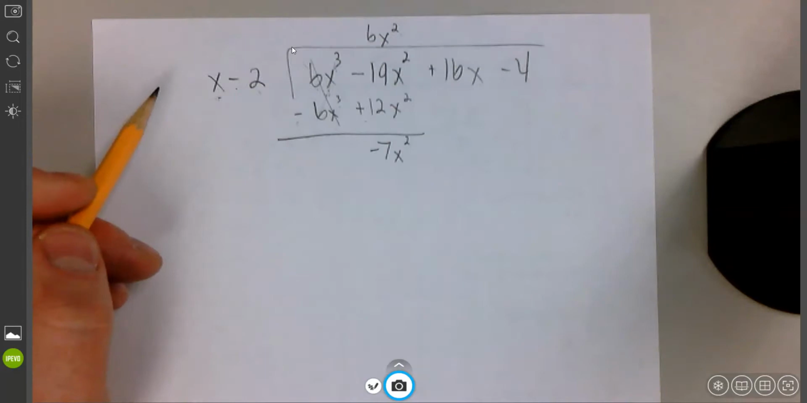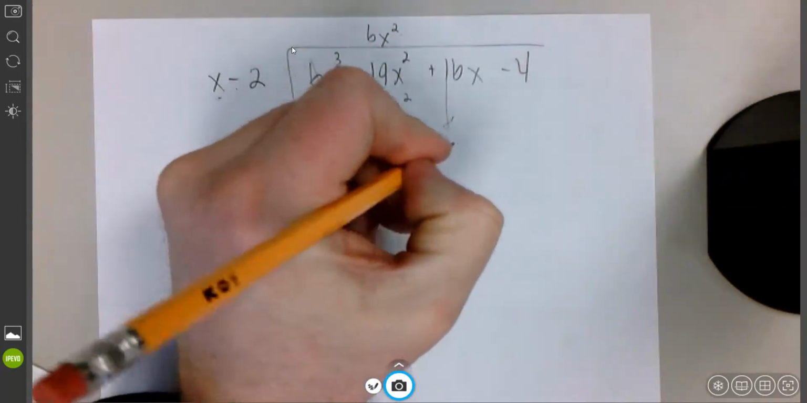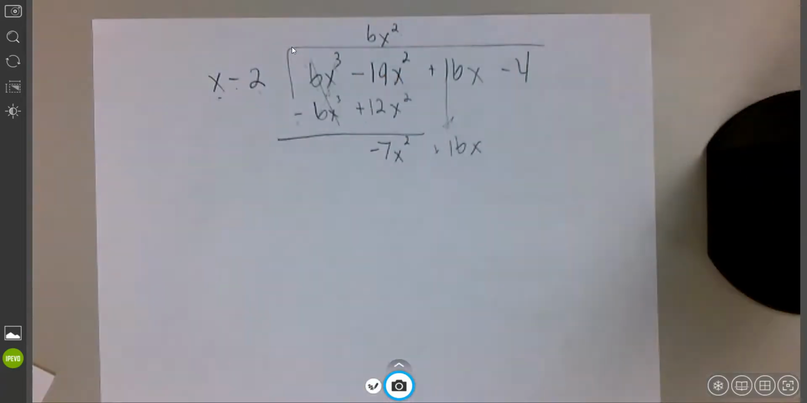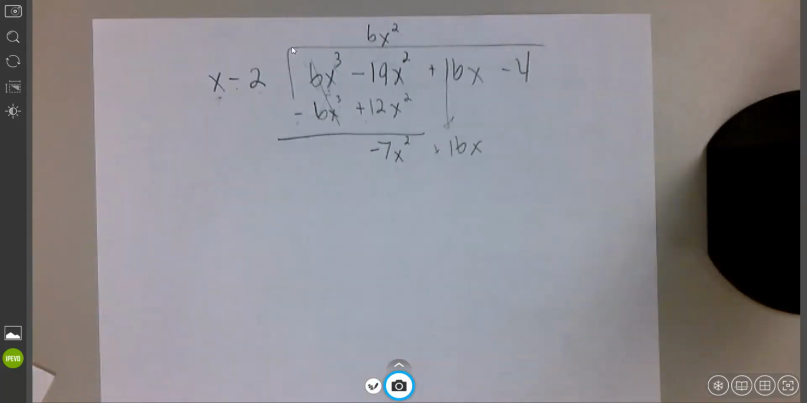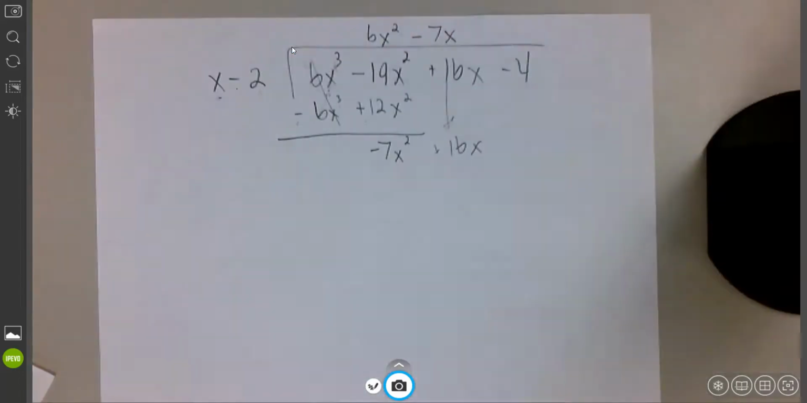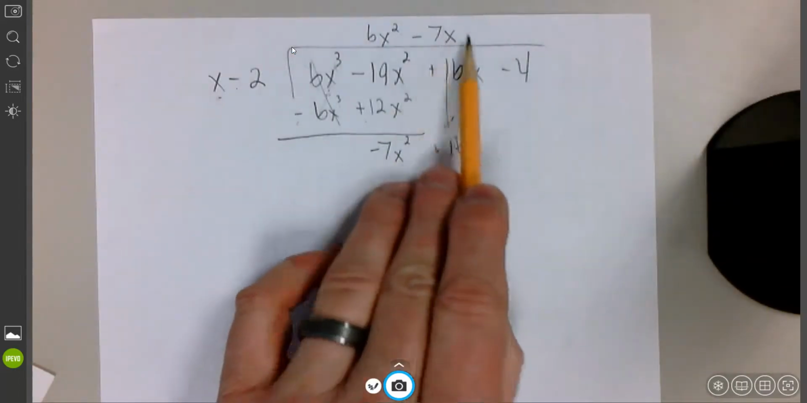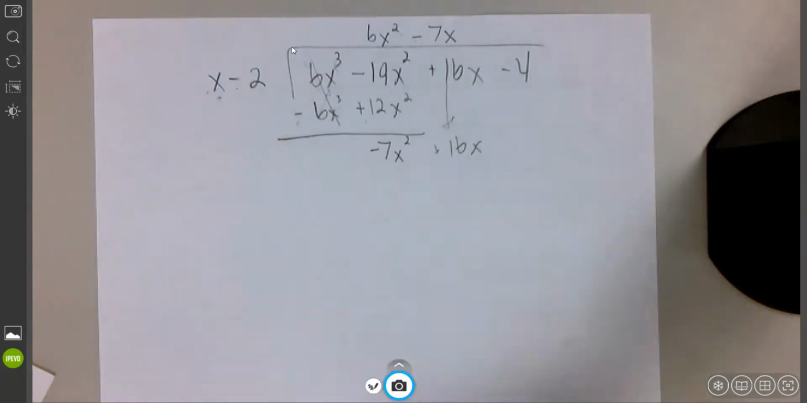That's okay. The next part of the algorithm, we bring down the very next term. So the next term I bring down, and it's 16x. And the whole process starts over again. What do I multiply x by to get to negative 7x squared? The answer, negative 7x. So I'm going to put a negative 7x up here. And now I'm going to multiply whatever I put up here, negative 7x, by both of these and put underneath the next one.